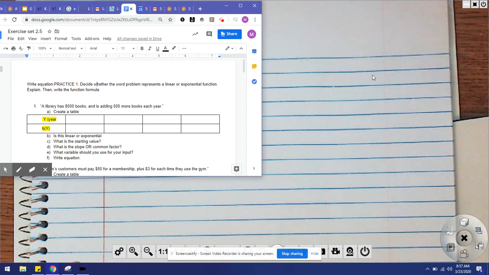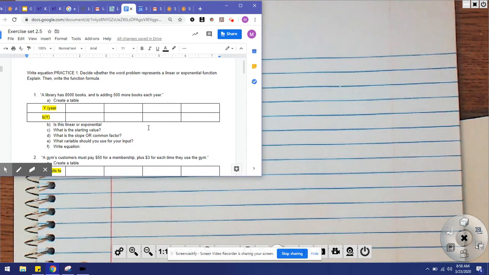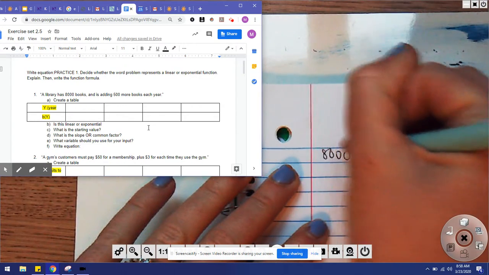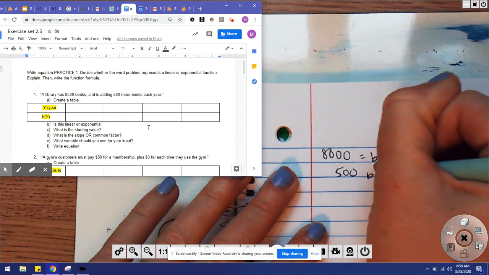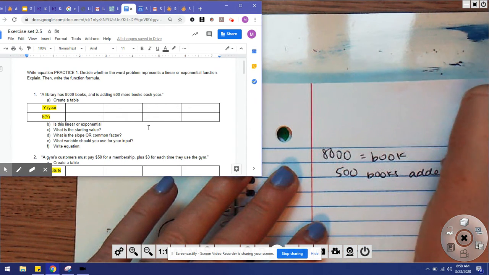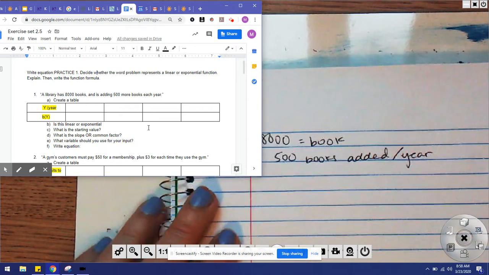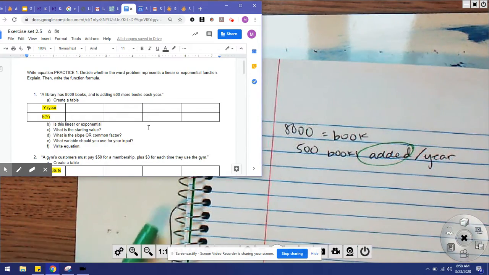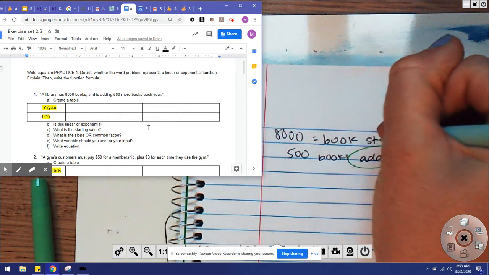Okay, so for the lesson today, we are again thinking about if equations are linear or exponential. Problem number one says a library has 8,000 books. So in my notebook, I'm writing down the important information. It adds 500 books each year. So a couple of important words that stick out to me is added. When I think about the 8,000, that makes me think that these are the books that they started with.